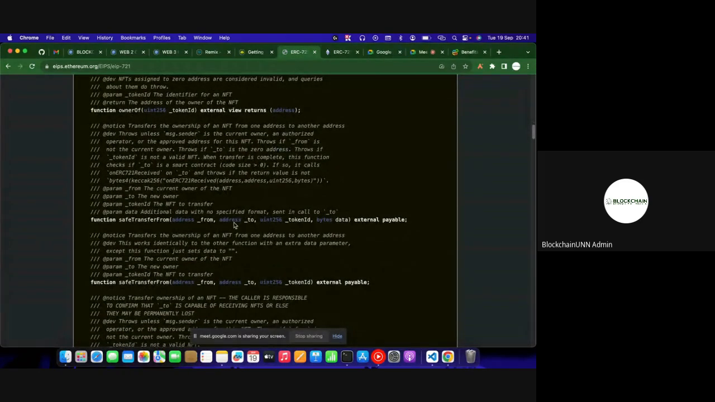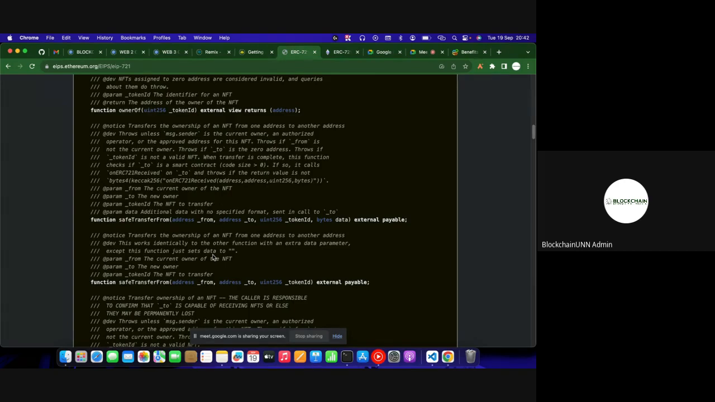Then we have the safeTransferFrom function, which is used to transfer the ownership of an NFT from one address to another address. But the difference between the safeTransferFrom function and the normal transferFrom function is that the safeTransferFrom function will first of all throw an error if the message sender, the person trying to send the token, is not the owner of that particular token.